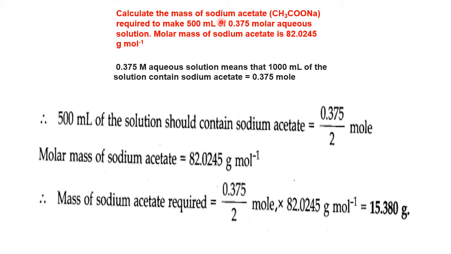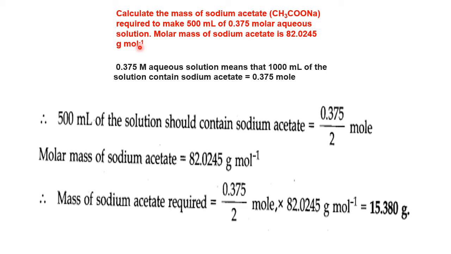Calculate the mass of sodium acetate required to make 500 ml of 0.375 molar aqueous solution. Molar mass of sodium acetate is 82.0245 gram per mole. Okay. Now, what is meant by 0.375 molar aqueous solution? It is the molarity. That means it is 0.375 M.